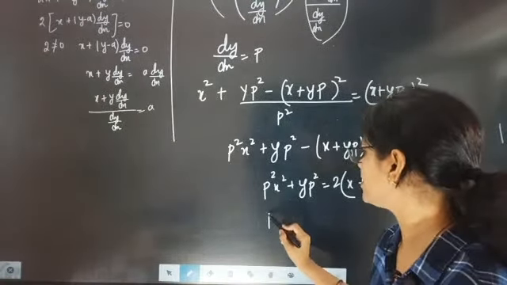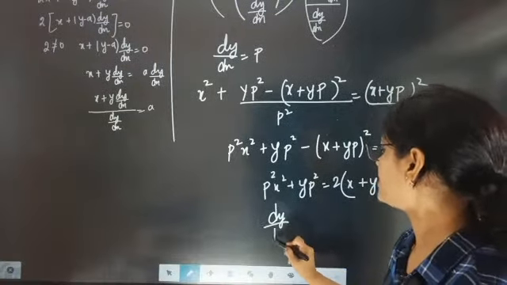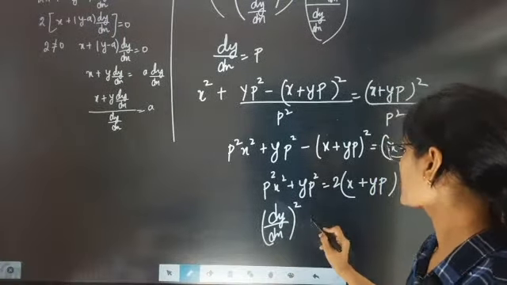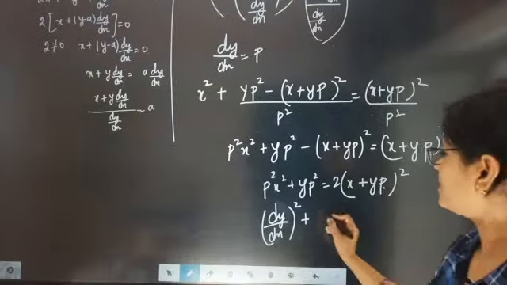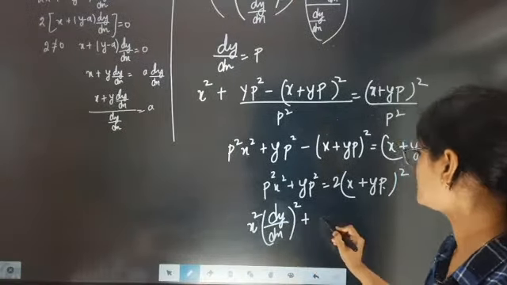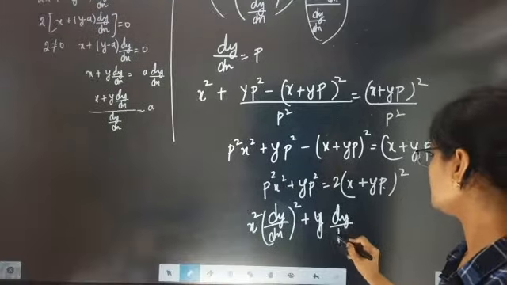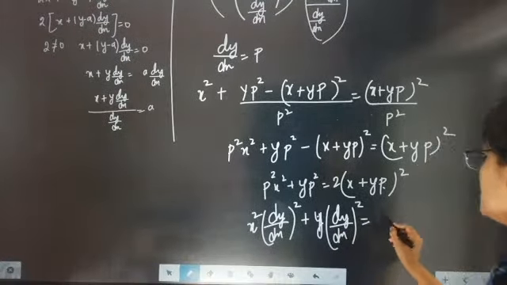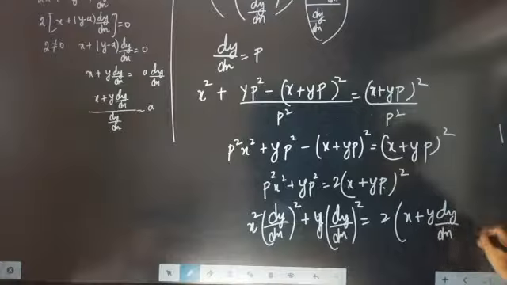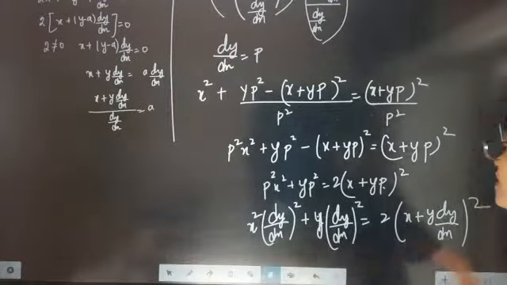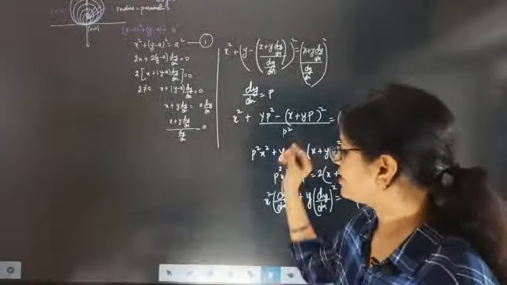It is going to come as d²y, so (dy/dx) whole square is coming, plus if we are going to take this one out, no need to do that much only, so just write this one as y(dy/dx) whole square equal to (2x + y dy/dx) whole square is there. That's it. So for solving only we took dy/dx as p.